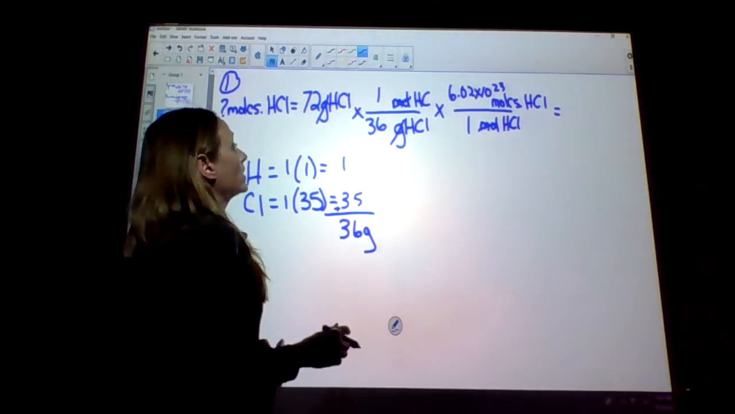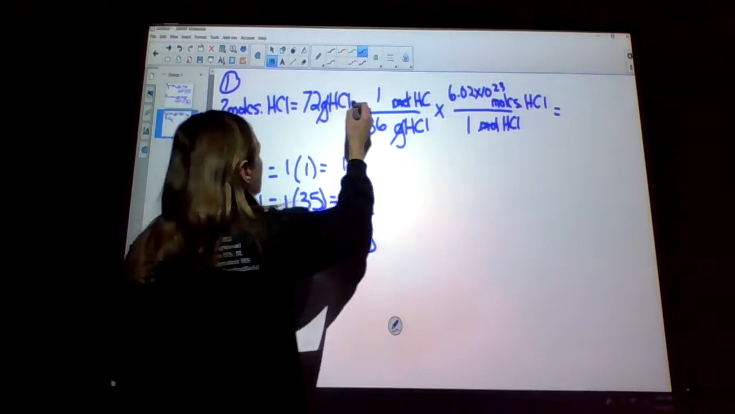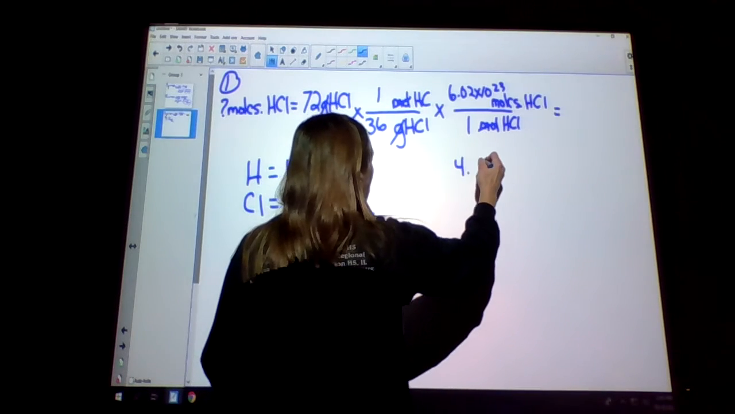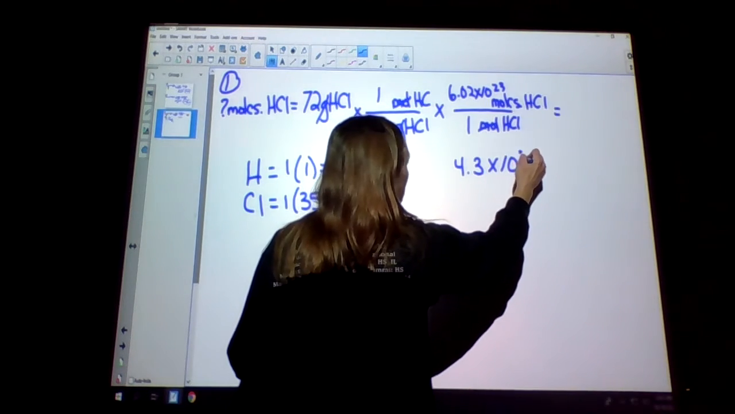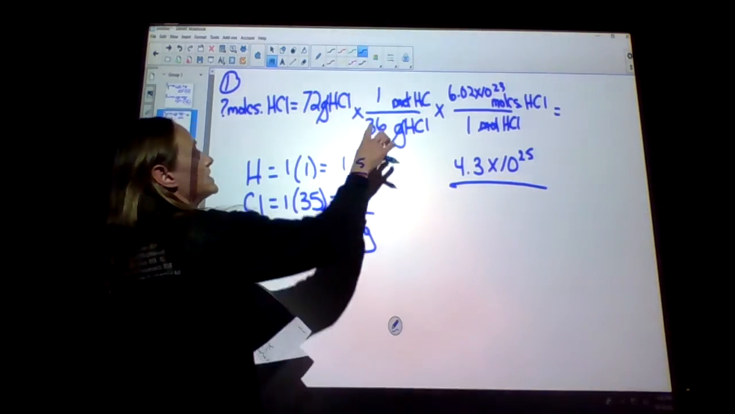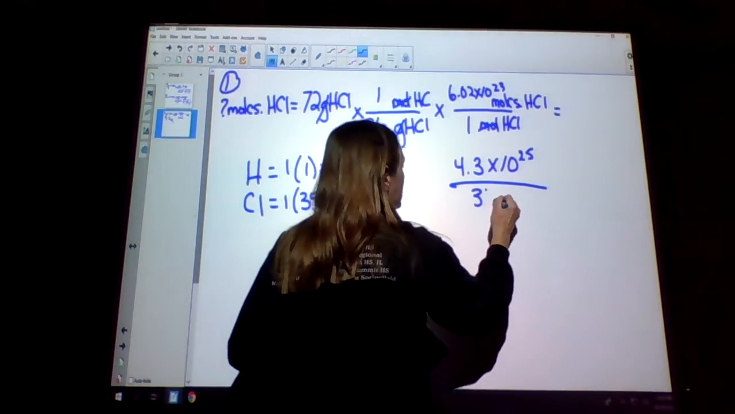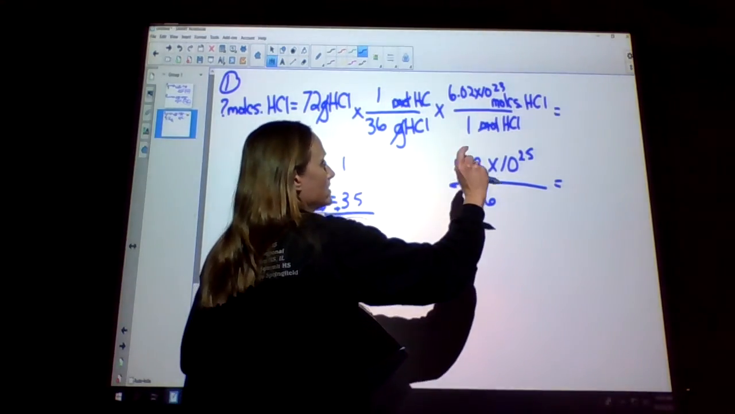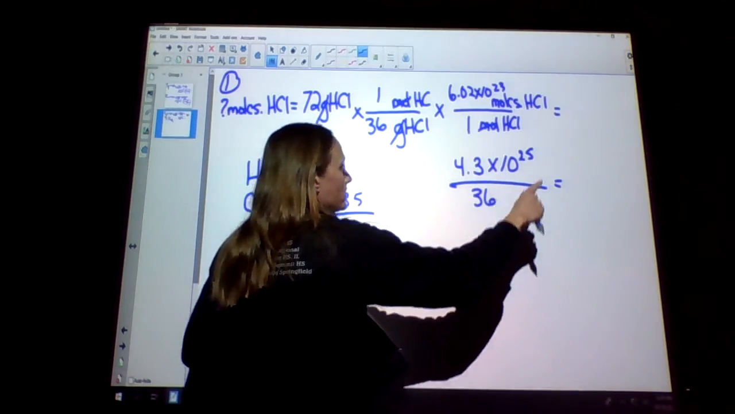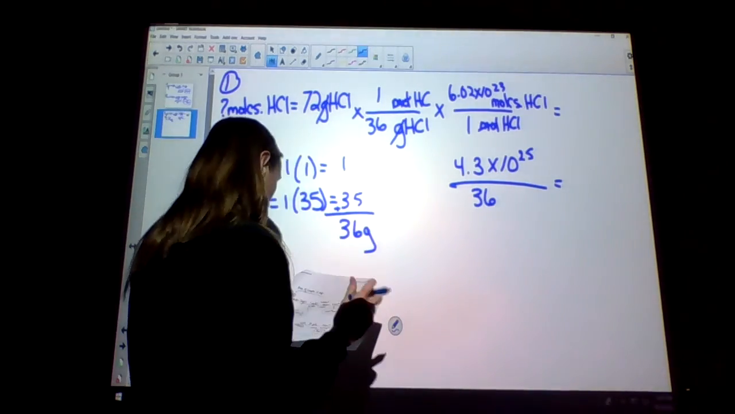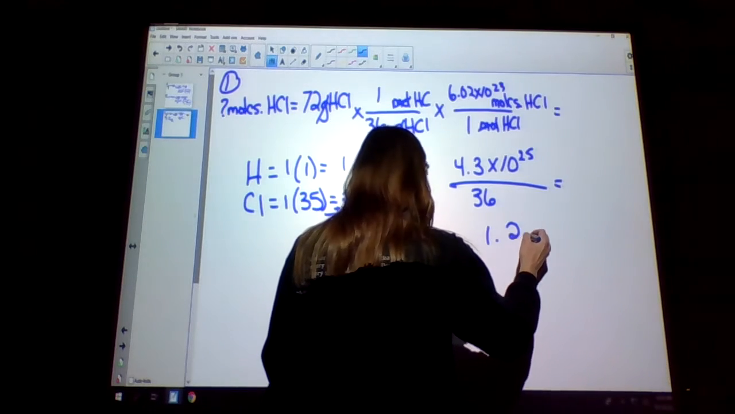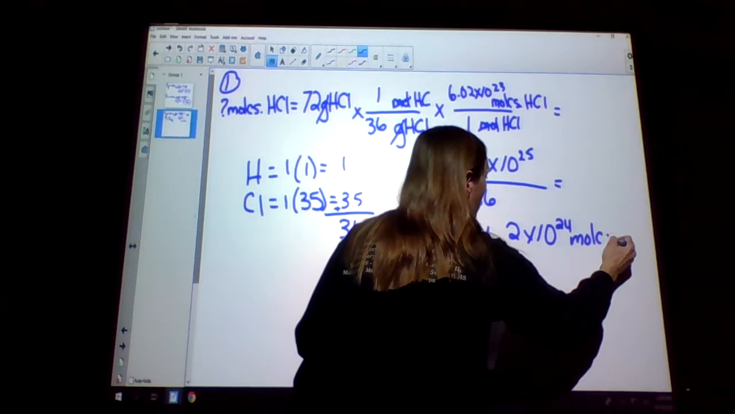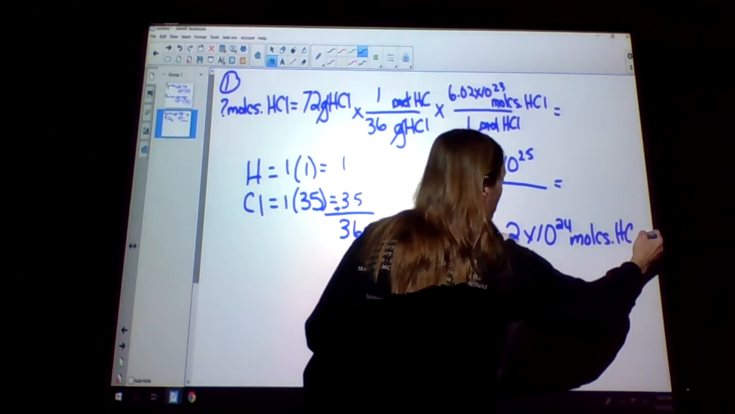Just like before, we're going to multiply everything on top. So we'll take 72 times 1 times 6.02 times 10 to the 23rd. Write that number down. We're going to take 36 times 1, which is 36. Write that number down. And then 4.3 times 10 to the 25th divided by 36. And your answer ends up being 1.2 times 10 to the 24th molecules of HCl.